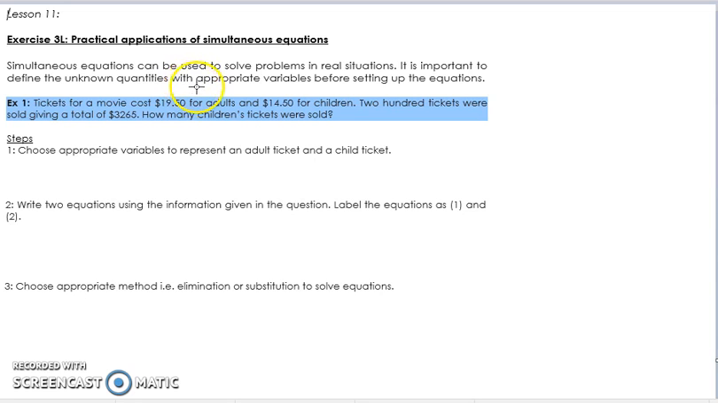It is important to define the unknown quantities with appropriate variables before setting up certain equations and then hence solving it. Okay, so the first example here shows a template of what's required to answer specific practical application questions, and I'll run you through how this template works and what's required in order to answer a certain question.